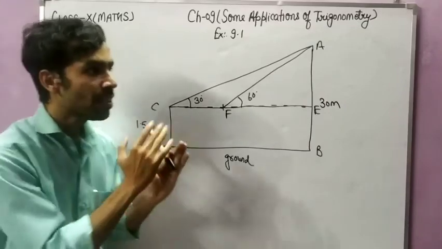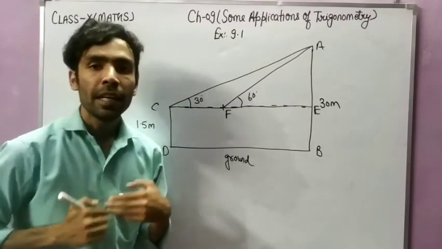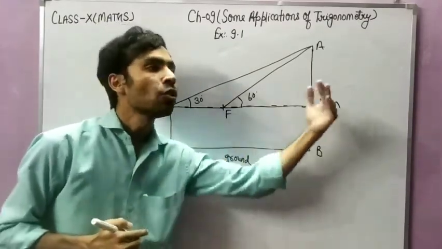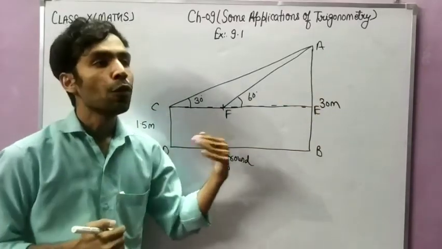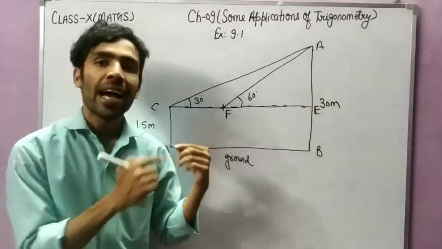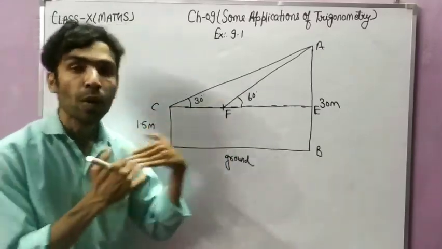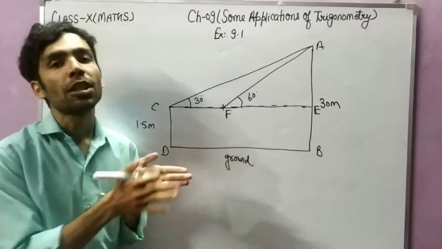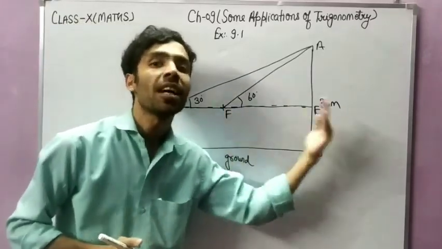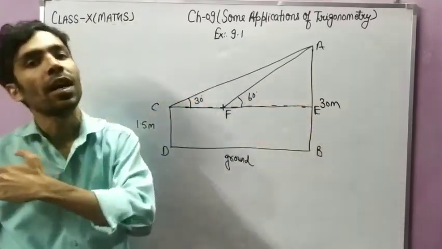From this conclusion we can say that whenever we move towards the object, the angle of elevation increases. Whenever we move towards the object, meaning when we go towards the object, the angle of elevation increases, and when we go away from the object, the angle of elevation decreases.